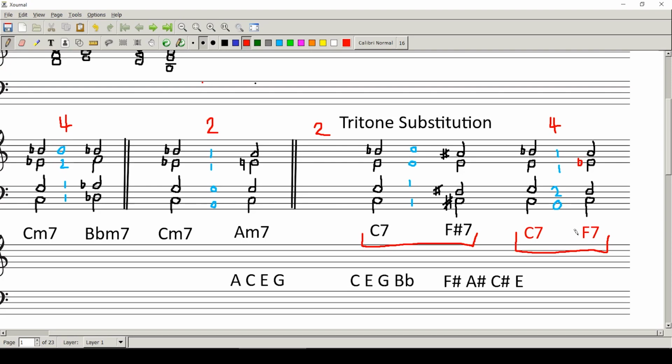Like that, or C dominant 7 going to F dominant 7. And to me that really wants to continue like that. All right, I think this is a good place to leave our discussion of seventh chords.